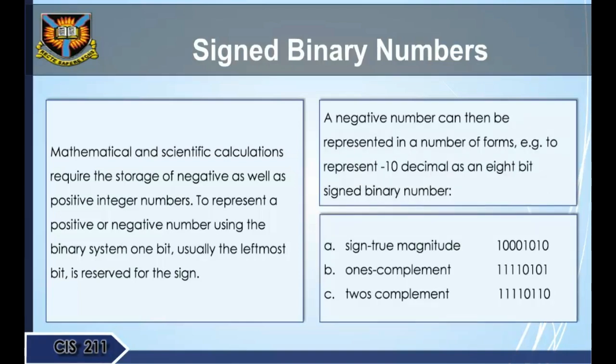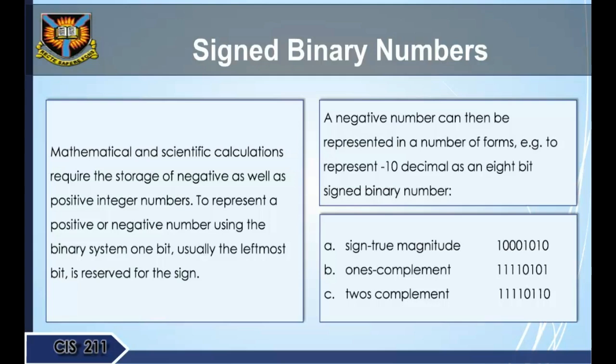Mathematical and scientific calculations require the storage of negative as well as positive integer numbers. To represent a positive or negative number, using the binary system, 1 bit, usually the leftmost bit, is reserved for the sign. A negative number can then be represented in a number of forms, e.g. to represent 10 decimal as an 8-bit signed binary number.